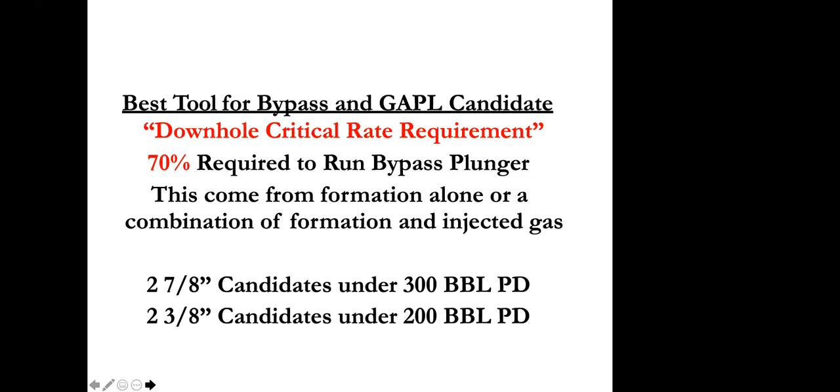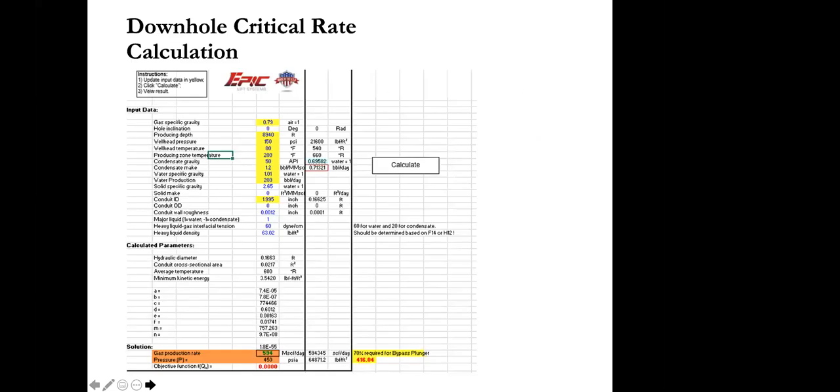Okay, so how do we calculate this downhole critical rate and utilize that tool to determine whether it's a bypass plunger candidate? So Tawny, if you go to that next slide, it should be of that downhole critical rate calculation. Yes. Okay, so just real quick, downhole critical versus just critical rate, or Turner, Coleman, whatever.